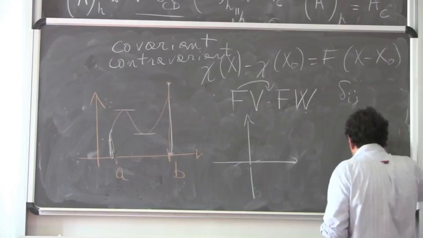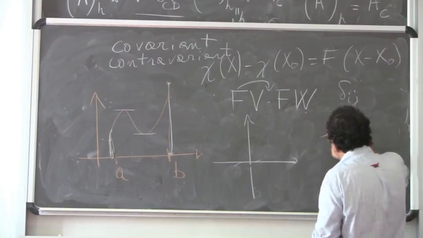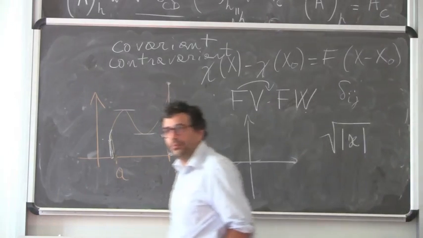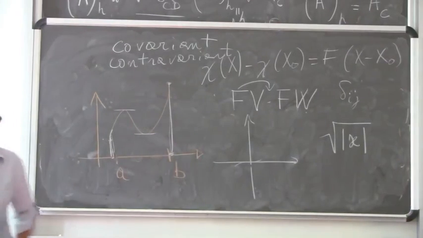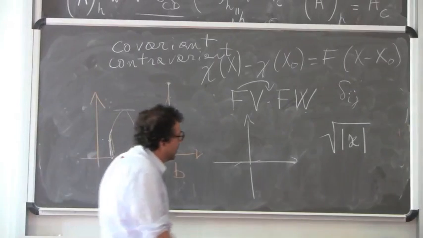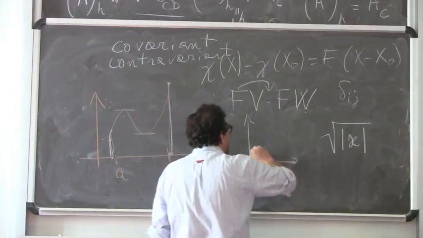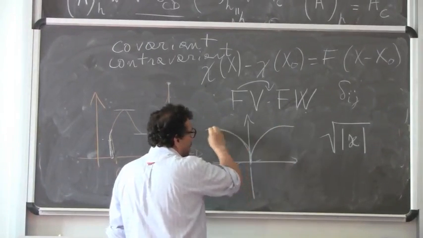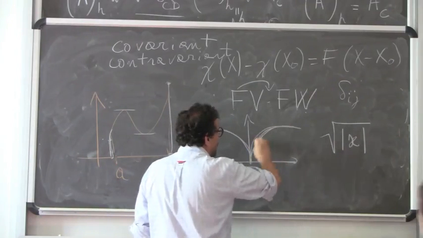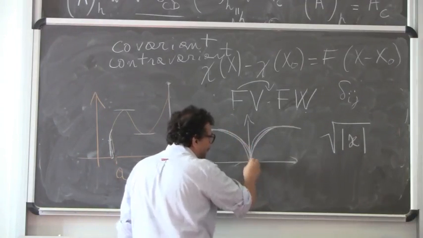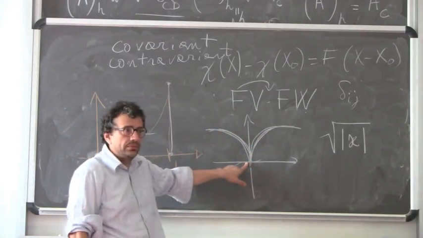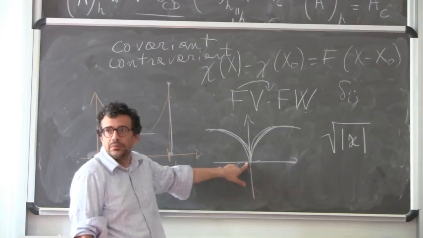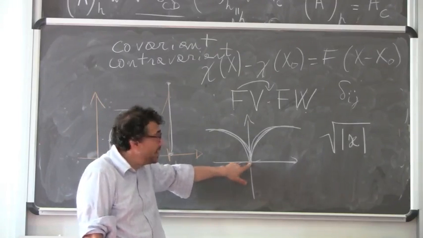Consider the function square root of absolute value of x. This function is behaving like this. Okay? Try to calculate the derivative here. There is no derivative in zero. But this is a minimum.